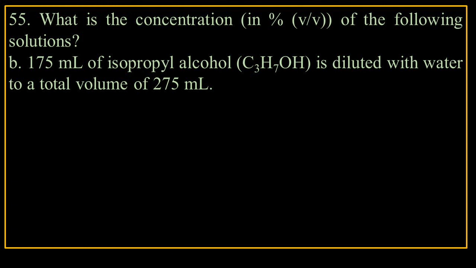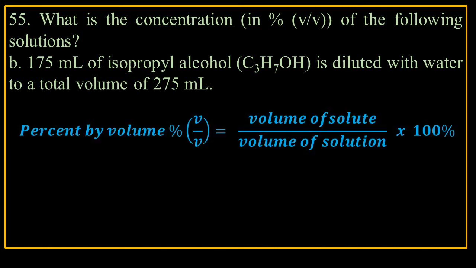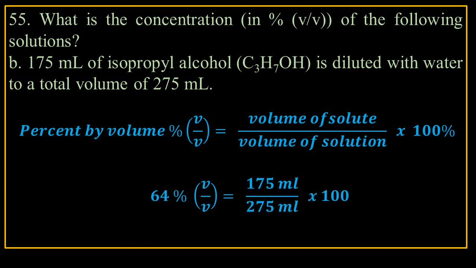175 milliliters of isopropyl alcohol is diluted with water to a total volume of solution of 275 milliliters. So it'd be 175 over 275 times 100, and that will be certainly greater than 50%. So it will be 64%. 175 over 275 times 100 is 64%.